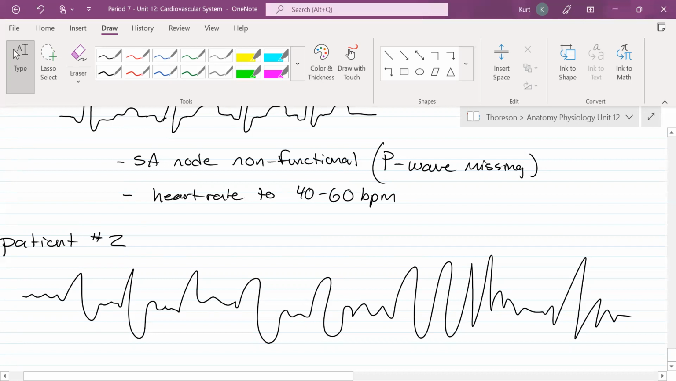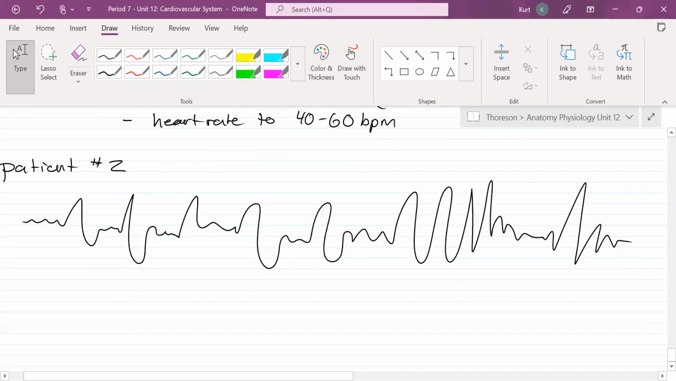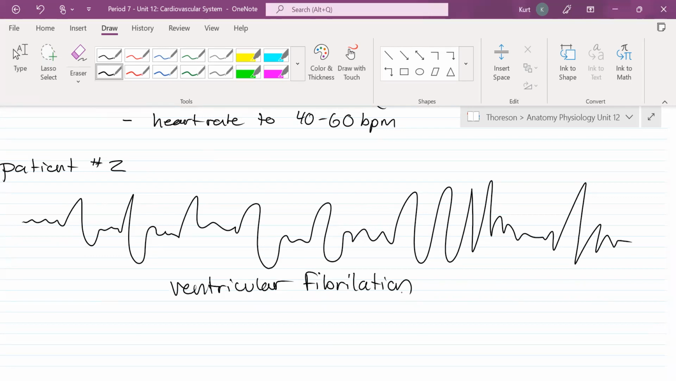This is fibrillation. This is ventricular fibrillation. Fibrillation is out of tune, out of whack, not organized. A defibrillator is going to try to undo that and get you back into a proper groove.